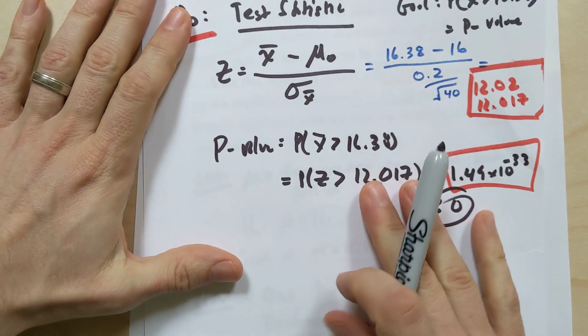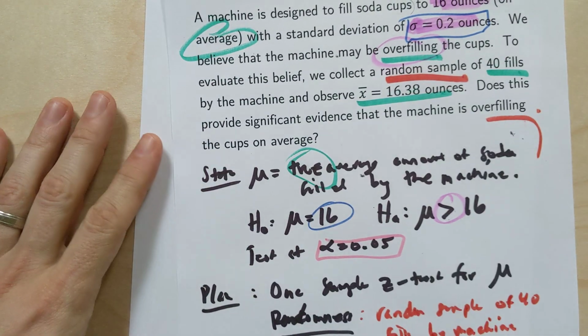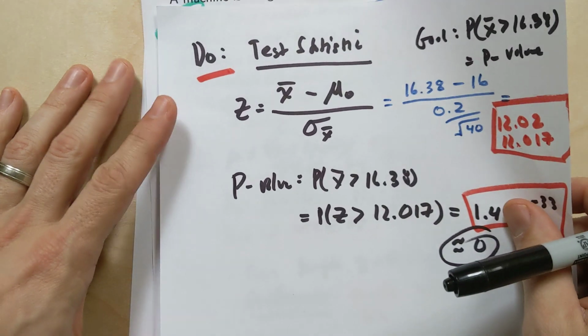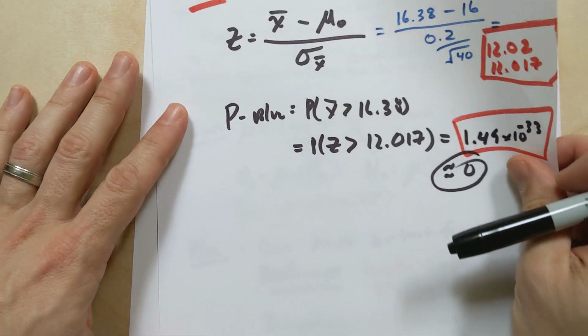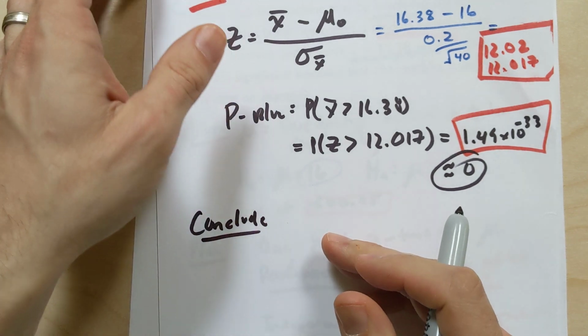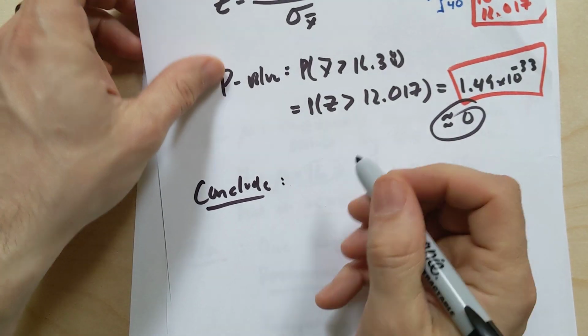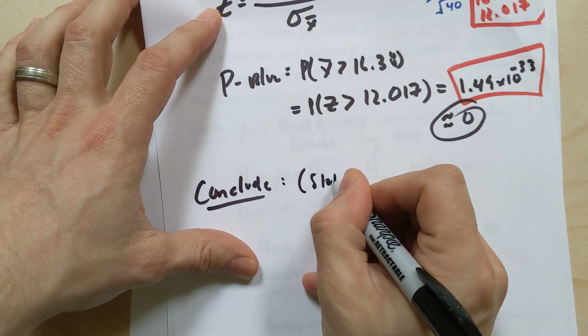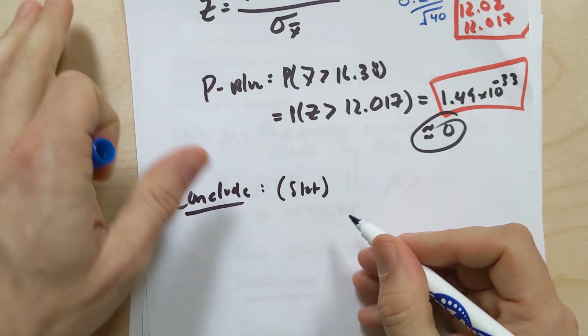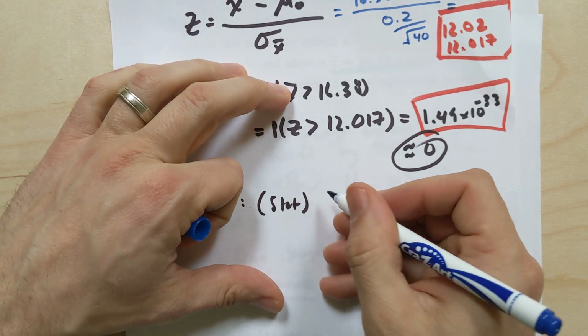Okay, so let's finish off our test. We stated, we wrote the hypotheses, said the level of significance, we planned, we did. Last step is what? Conclude. All right, let's conclude our test. We're almost done. Remember, I said that you need to make two sentences. My first sentence is going to be a statistical answer, using statistical language. And my statistical language answer would go something like this.